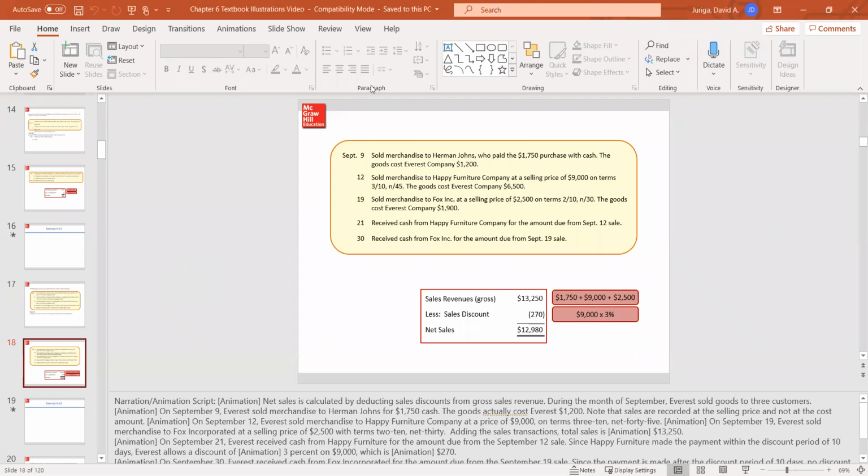So in this one, they're coming up with this. We've got the first sale. There's no discount on that one, so that's going to be part of your revenue. Then we've got 9,000. So there's gross. And then there's 2,500. So the first 3, these are just the gross revenues.